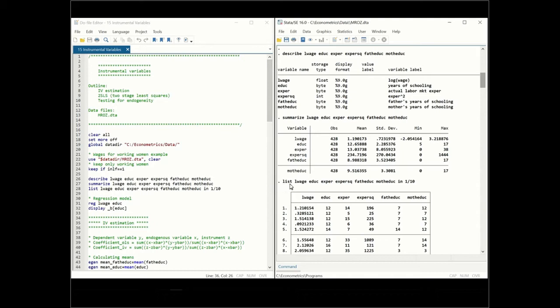Here is how the first few observations of the data look like. We're going to list all of the variables that we're going to be using, the first 10 observations, and this is how the data looks like.